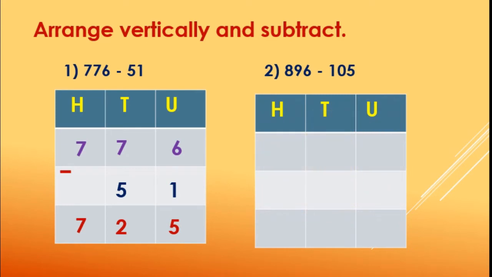Second one. Again 896, we will write 6, 9, 8. Okay. Minus 105: 5, here 0, 1. Okay. Now the minus sign. 6 minus 5 is 1. 9 minus 0 is 9. 8 minus 1 is 7. Okay, dear students, you know this.